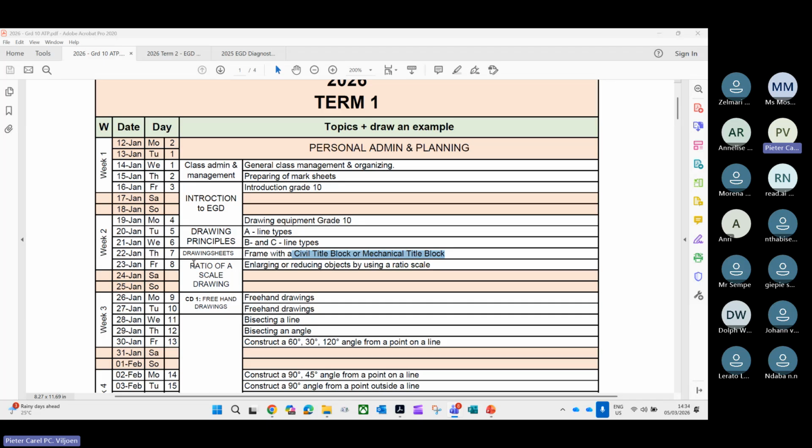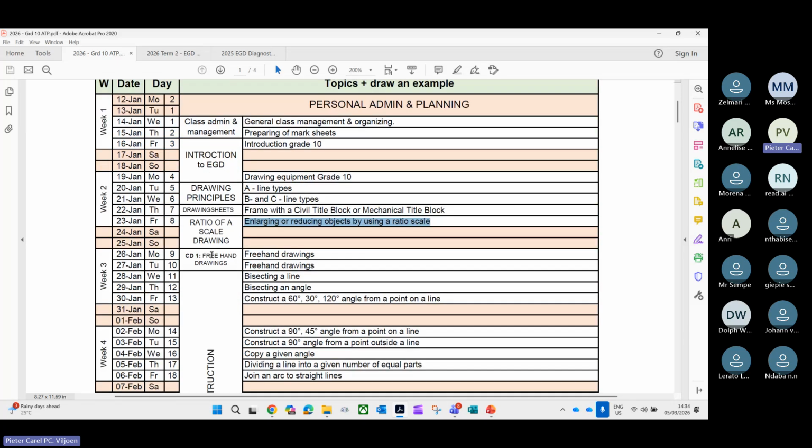Right. And then also ratio of scale. Now, I can in 3 minutes explain to you what the difference is between ratio of scale of 2 to 1, 1 to 2, and 3 to 1, and 1 to 3, and all those types of things. But please bear in mind that 50% of the National Senior Certificate Exam Paper 1 consists of scales, where learners have to work and deal with scales. So please make sure that you do the ratio of scales very thoroughly.